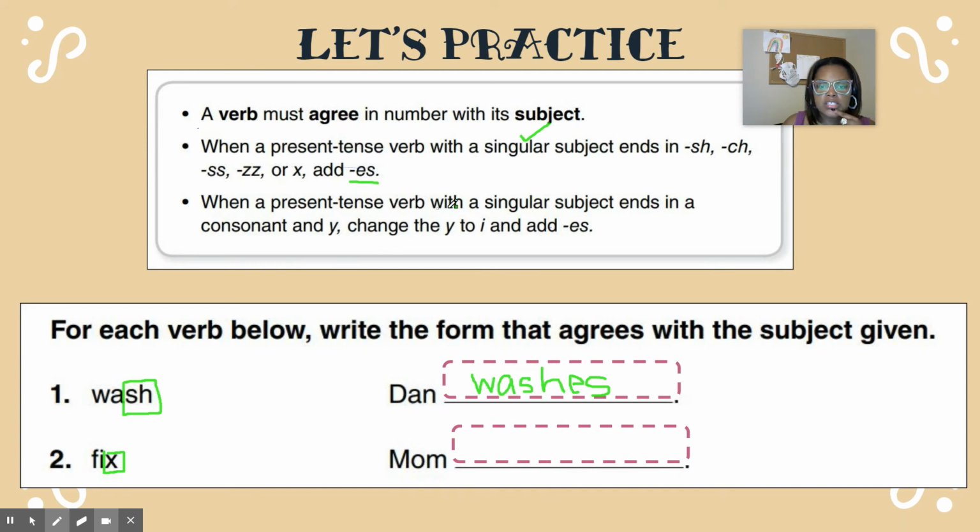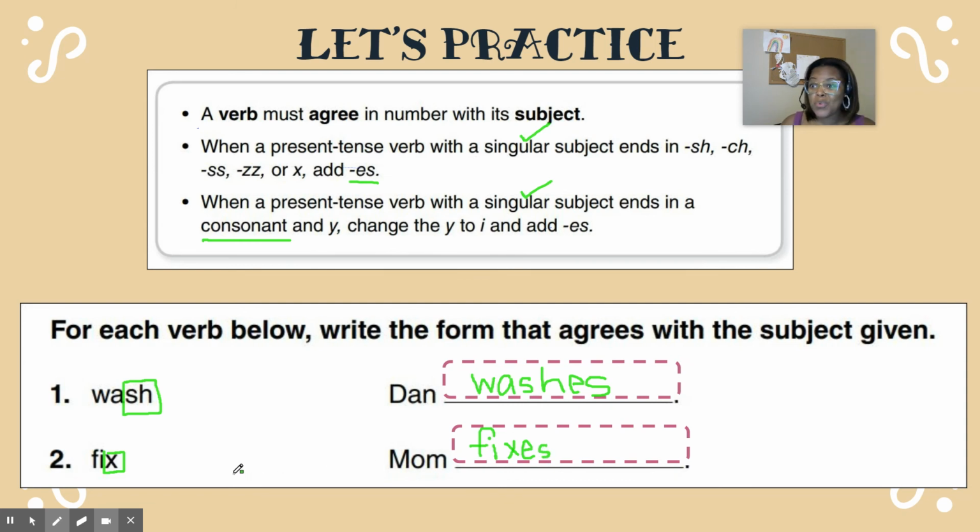When a present tense verb with a singular subject ends in a consonant, X is a consonant, we're going to change the Y to IE and add ES. But there is no Y, but there is a consonant. So we don't need to change any Y's. We just need to add an ES. So it's FIXES. That's a little confusing. Let me clear it up.